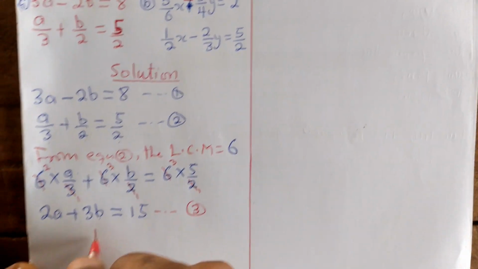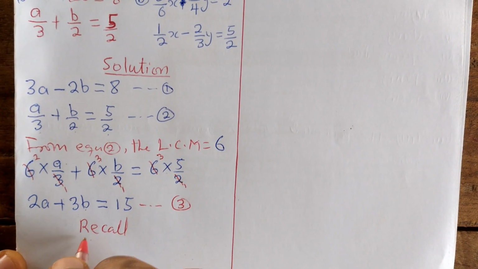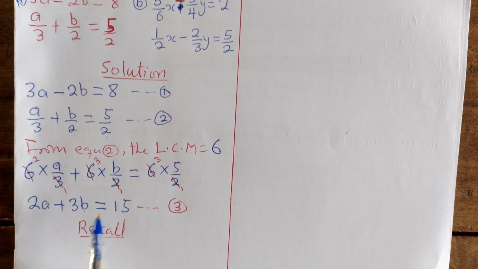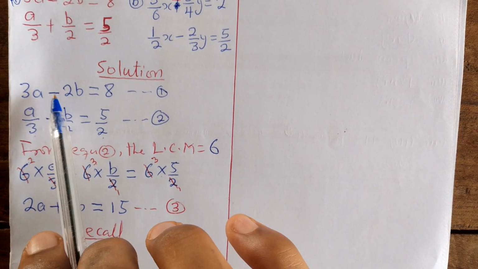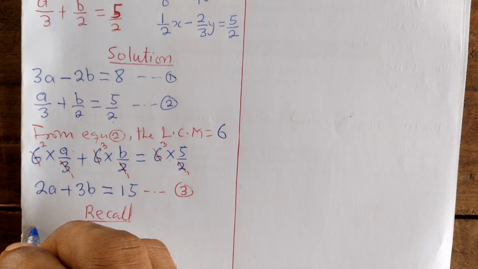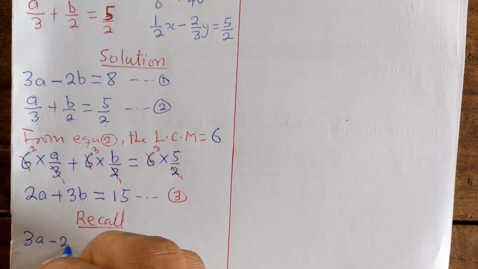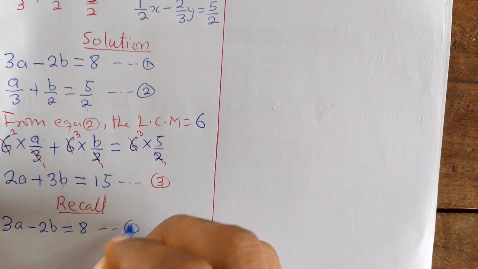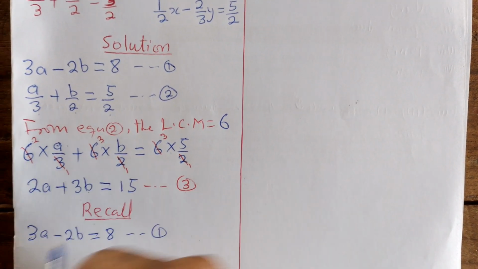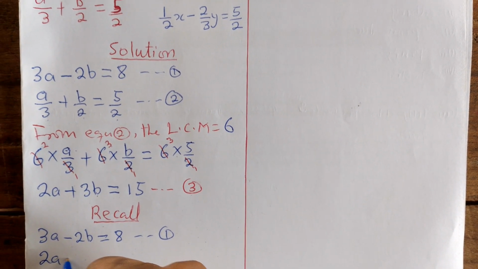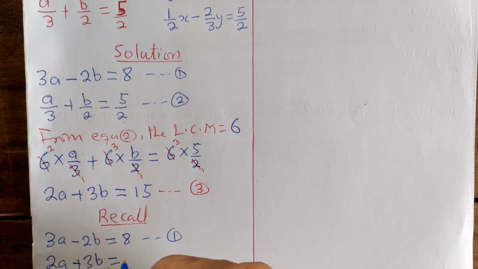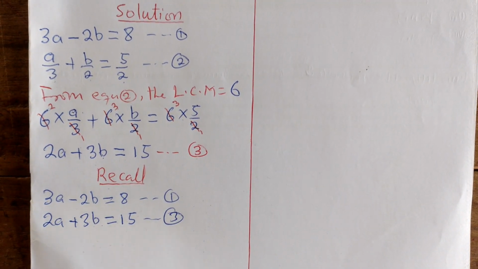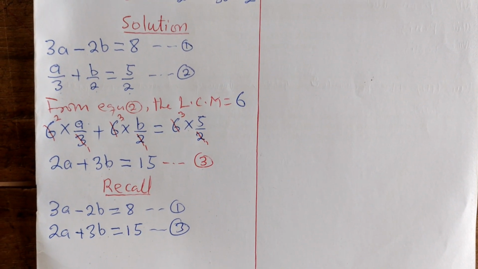Now, let me recall my equation. So now I eliminated the fraction from equation 2 to get my equation 3. So now I'll be working with equation 1 and equation 3. Equation 1 is 3a minus 2b is equal to 8. And equation 3 is 2a plus 3b is equal to 15. Now at this stage, you can choose to use elimination or substitution.